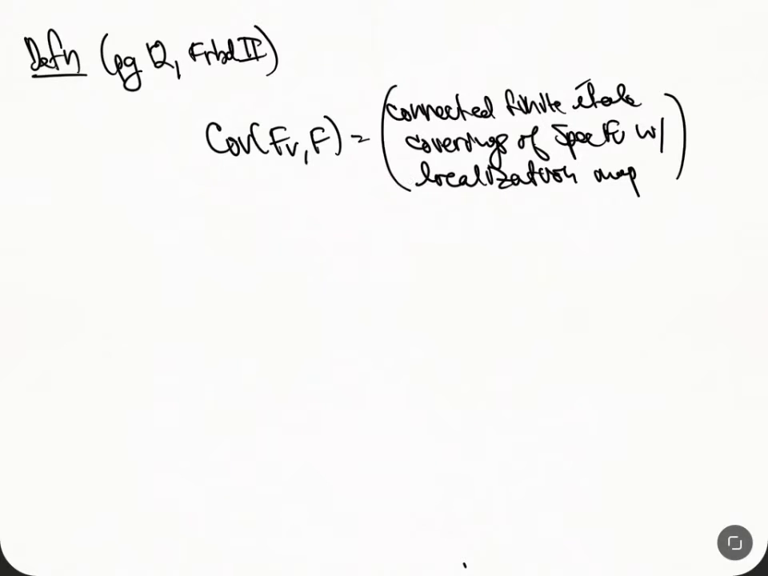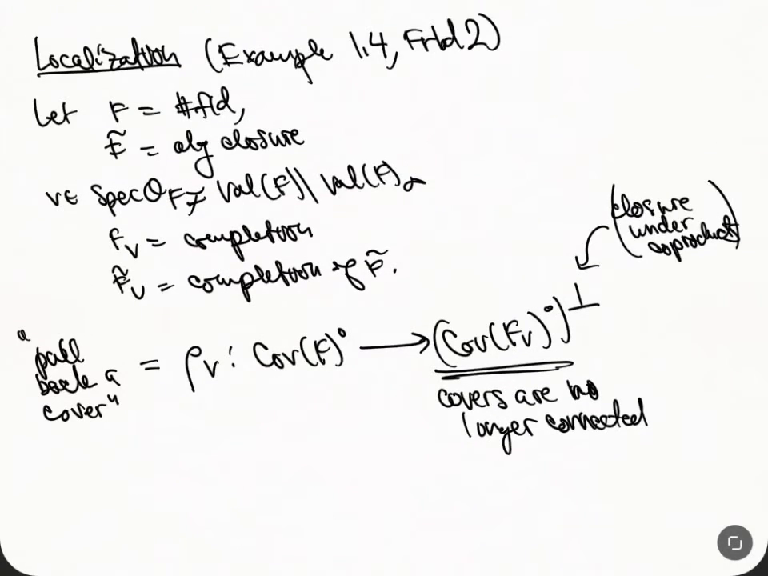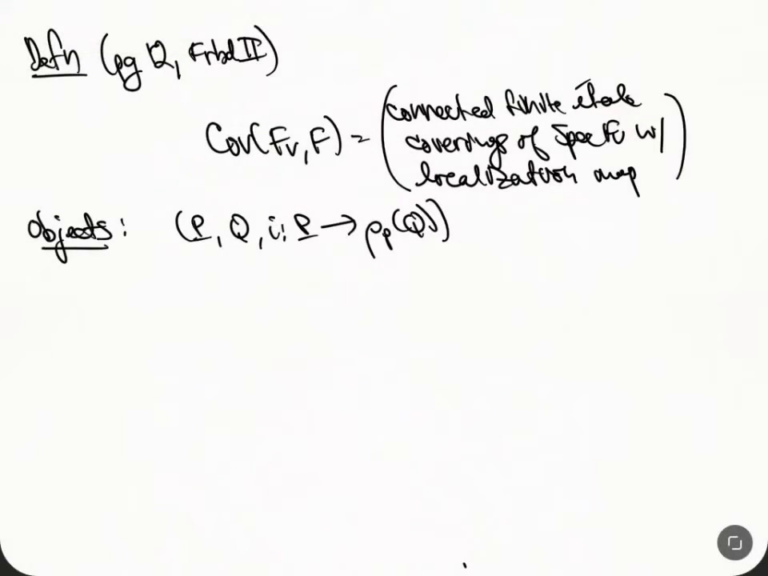Okay, so to define the category, I need to define the objects and the morphisms. So the objects here are going to be P, Q, and these maps from I_P to rho_P(Q). Okay, so I should denote the prime here. Oh, I did. So I denoted the prime in the localization map. So I should say what P is. P is a cover of Q_p, and Q is a cover of Q. Oh, sorry, let's not do Q and Q_p. Let's do F_v and F.